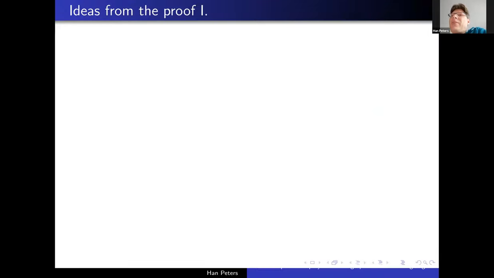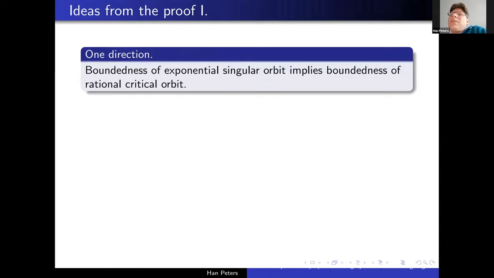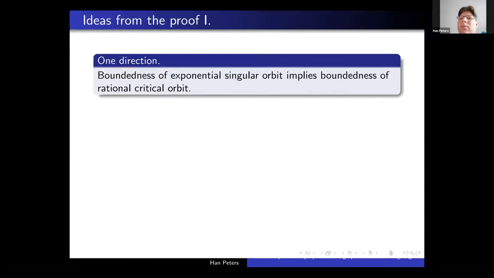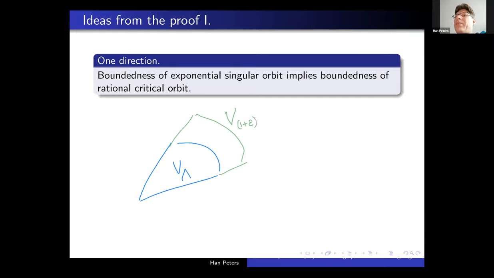So here are some ideas from the proof. Well, I have to show that if I have a bounded exponential singular orbit, so if this V lambda is bounded, then it implies that the rational critical orbit is bounded. So what's the idea here? Well, I have to show it in the interior. So if you're in the interior, then you have your V lambda here. And in fact, you can take lambda a little bit larger, and maybe you get something like this. So this is V and then 1 plus epsilon lambda. It's a little bit larger set.